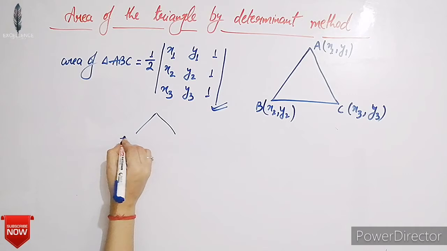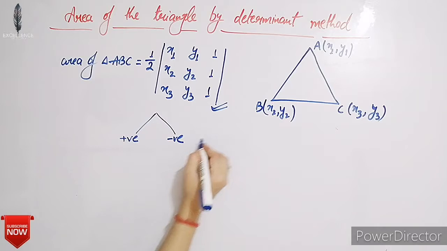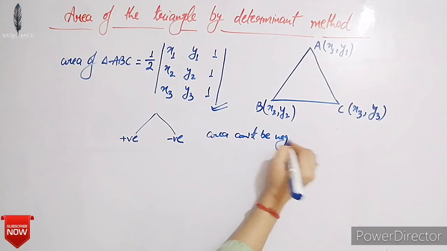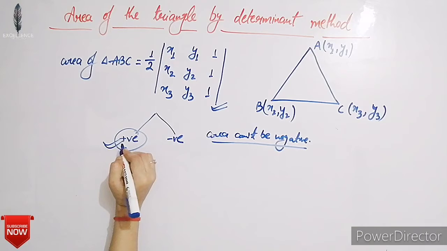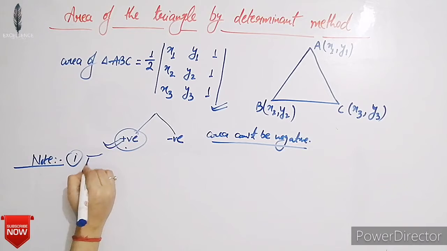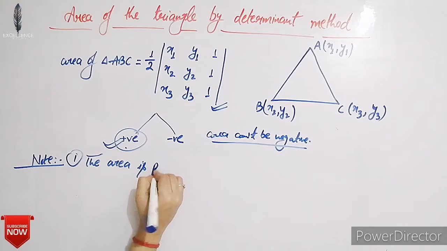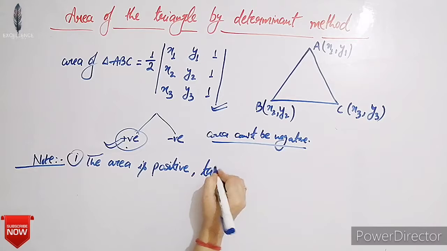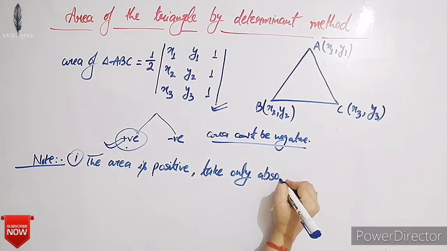On evaluating, we can get positive or negative value. But we know that area can't be negative. So always remember, we should always take the positive value. First, we have to note that the area is positive, so take only the absolute value.